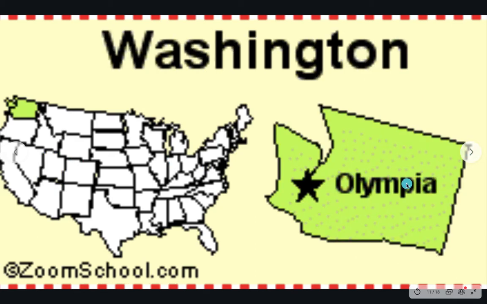And then we have Washington. The capital of Washington is Olympia. And if you look at your map, Washington is located in the very, very top left corner of your U.S. map.